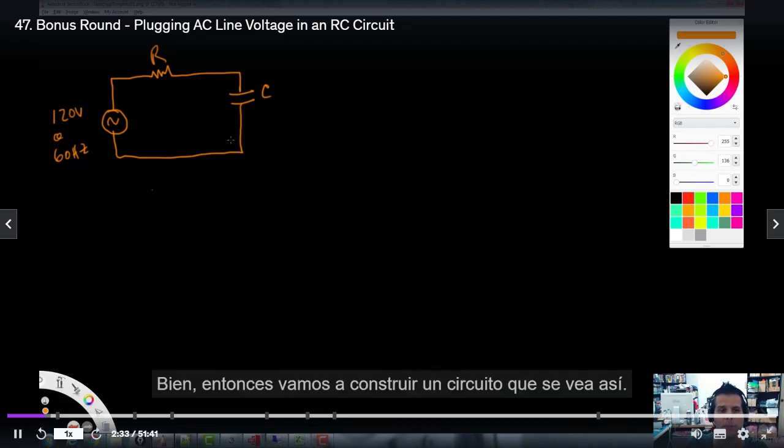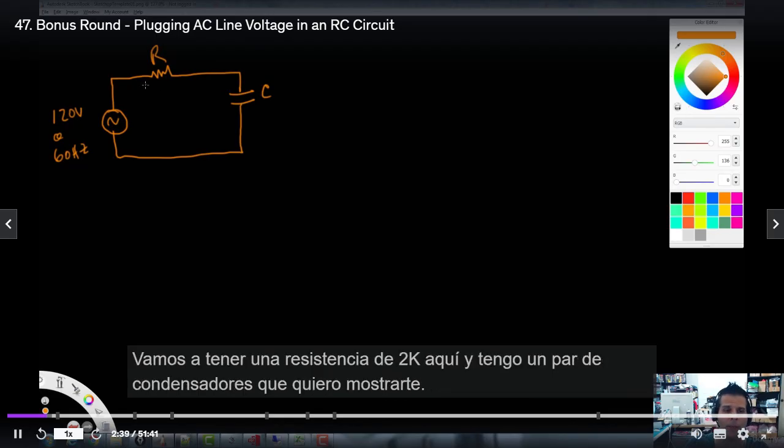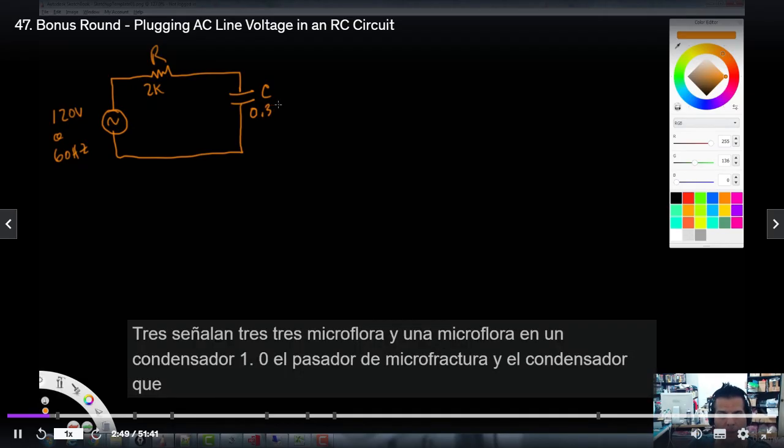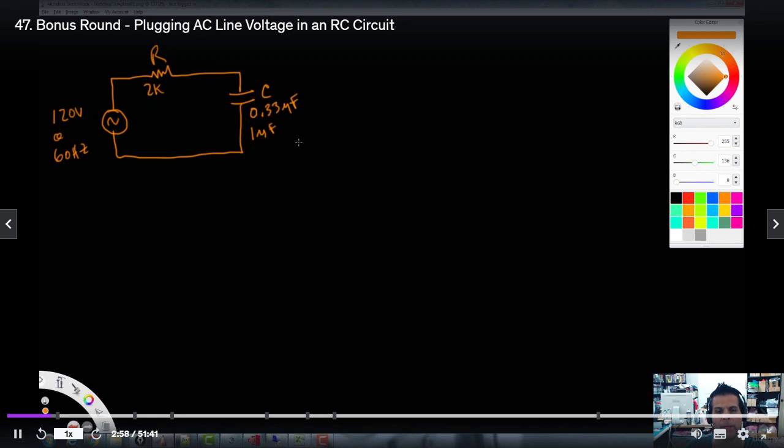Okay, so we're going to build a circuit that looks like this, and there are lots of things to consider when you plug things into the wall. We're going to have a 2K resistor here, and I have a couple of capacitors that I want to show you: a 0.33 microfarad and a 1.0 microfarad capacitor.